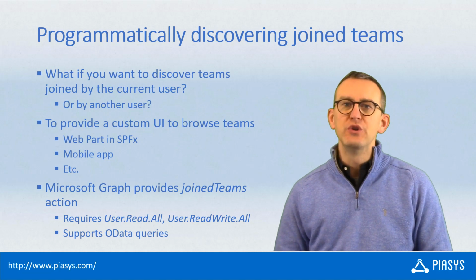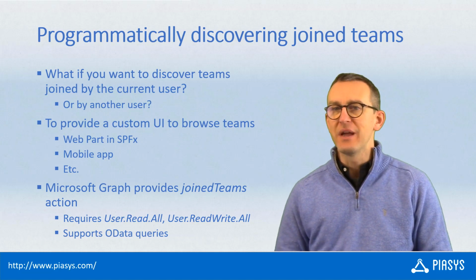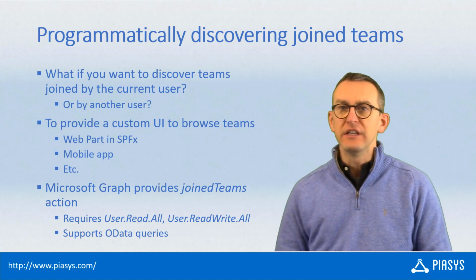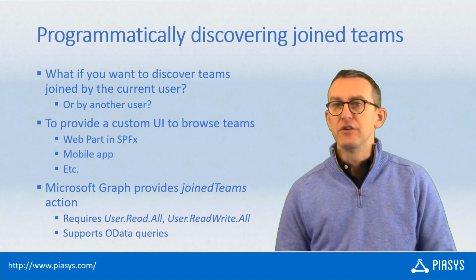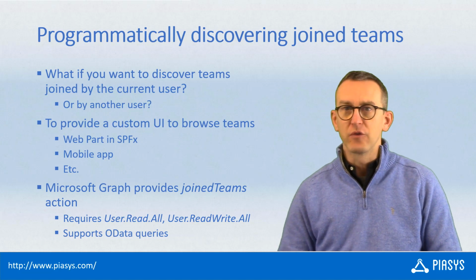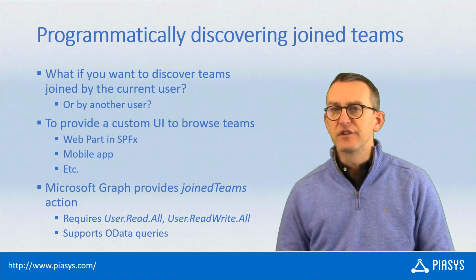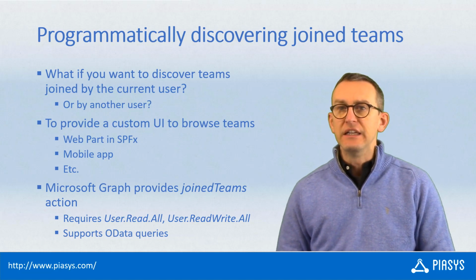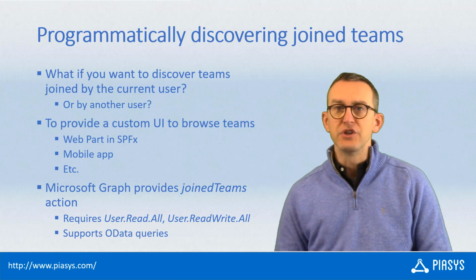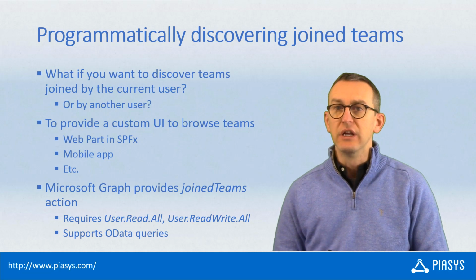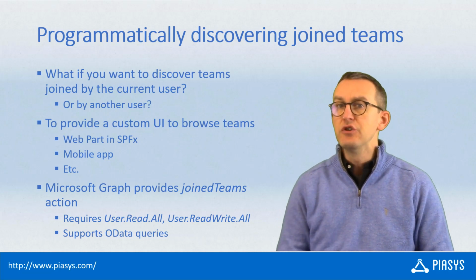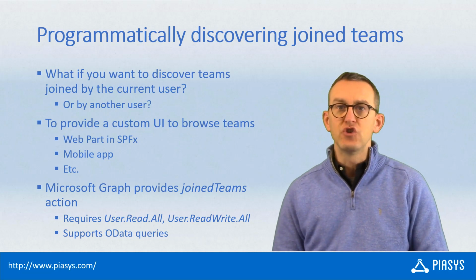Today I'm going to talk with you about how you can leverage the Microsoft Graph to browse the joined teams from a user perspective. It can be the currently connected user, what is called me in Microsoft Graph, or any other user, as long as you have the User.Read.All or the User.ReadWrite.All permission for the application registered in Azure Active Directory that you use to enumerate the joined teams.